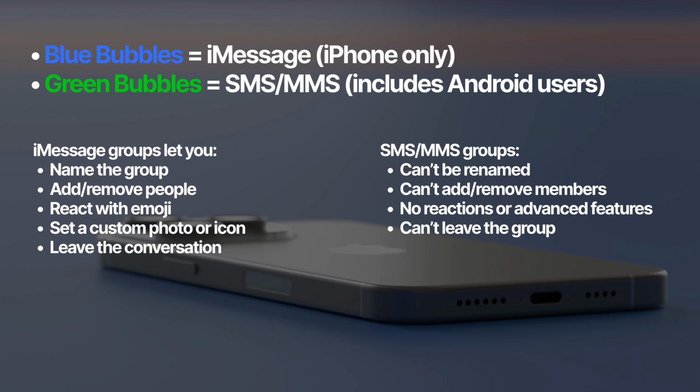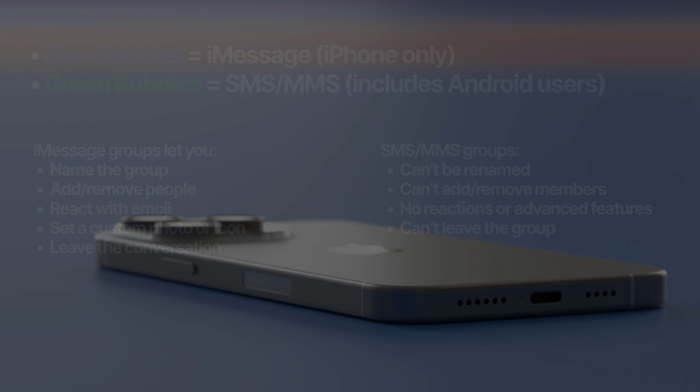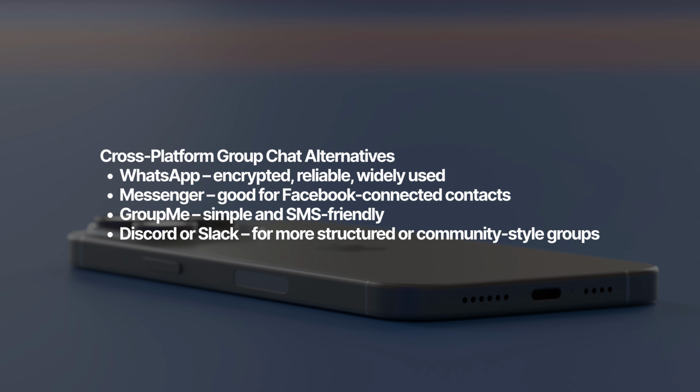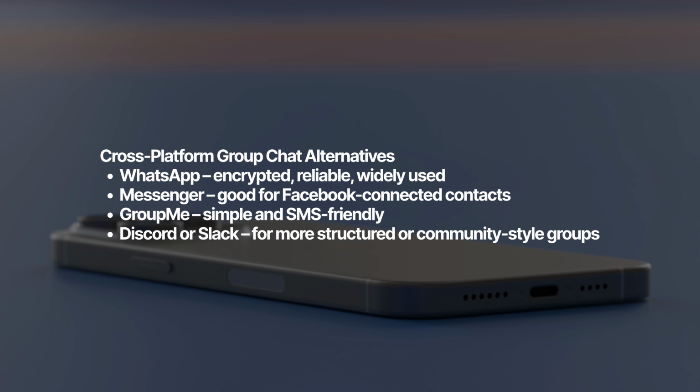In an all-iPhone user group chat, members also have the ability to leave the group by going to the info screen and tapping Leave this conversation, but in a green text group that unfortunately isn't possible. If you have a mixed group of users, using a third-party app like WhatsApp might be a good idea.